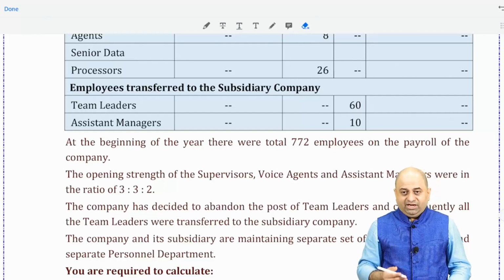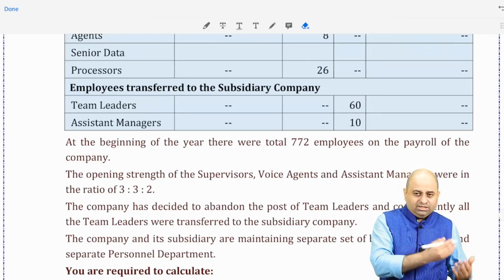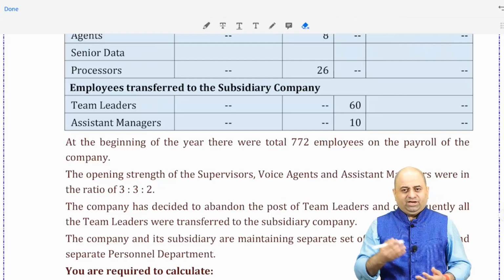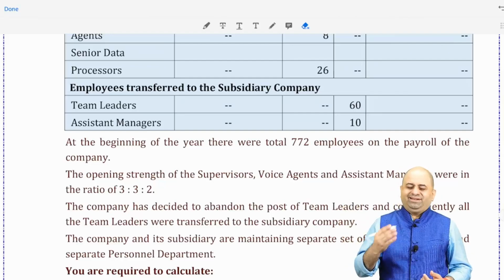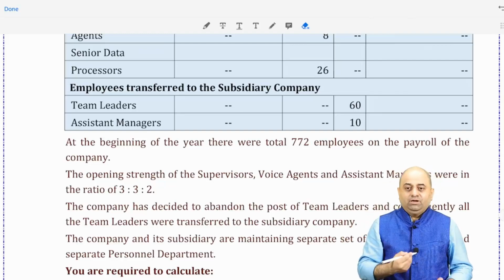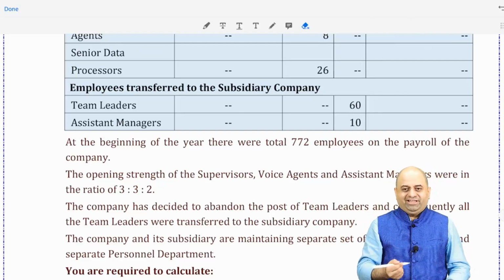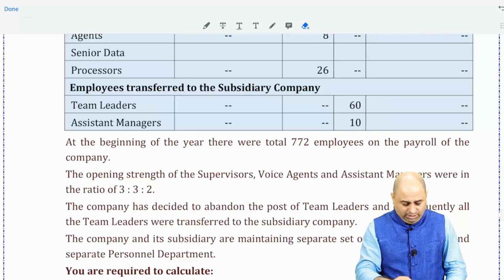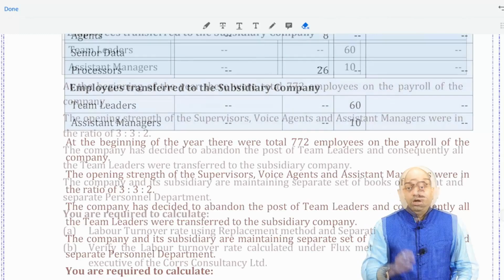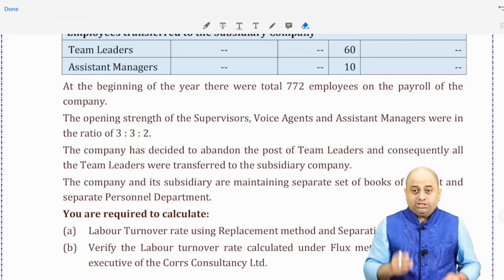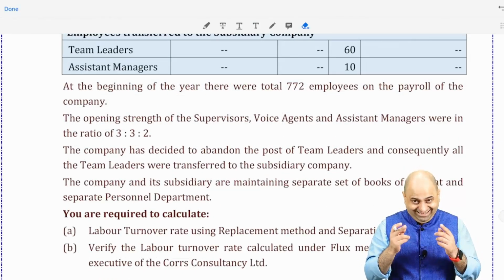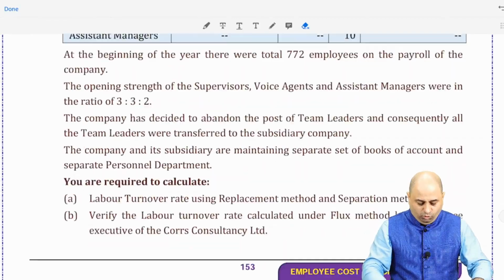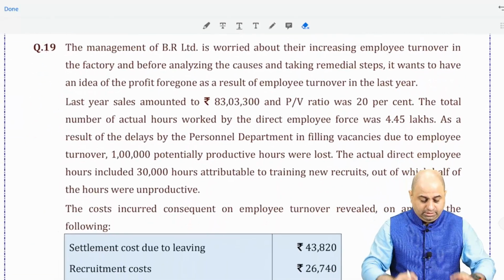No doubt at the end you calculate the separation rate or replacement rate and flux rate, and you compare it with the trainee executive's calculated rate, and then you realize he was right. All things said and done, the table preparation becomes most important in this question. And with that I finish the discussion of question number 18 and move on to question number 19.